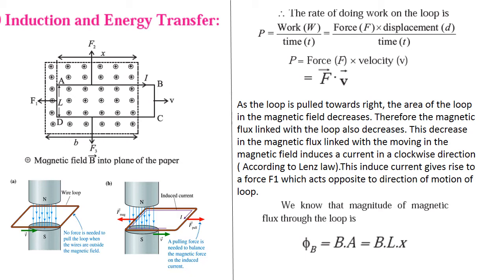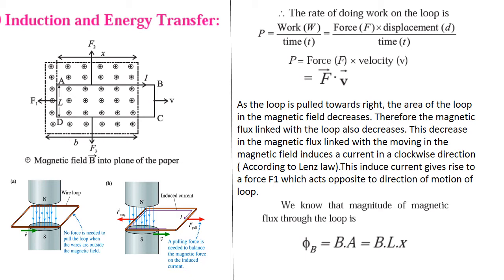So if we use Fleming's left-hand rule, we can find out the direction of the forces that are acting on the loop as F1, F2, F3 and F4. It's quite clear that F2 and F3 are equal in magnitude but opposite in direction and will cancel each other's effect, and only the opposing force will be F1 that will oppose the pulling force. Now, the magnetic flux that is linked with the coil is given by phi of B, which is equal to B into A, where A is the area of the coil.